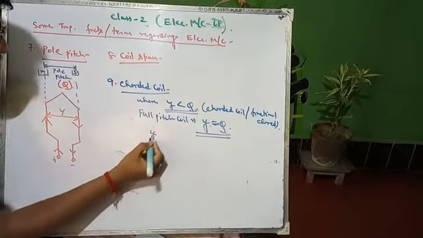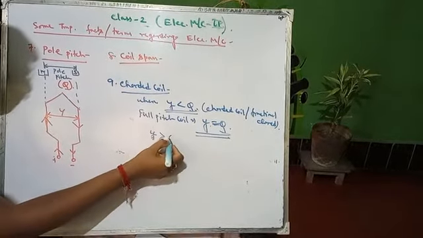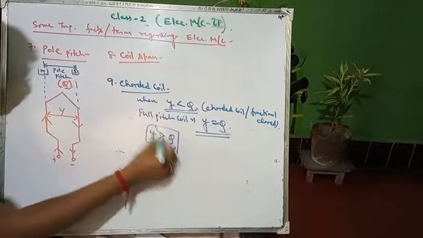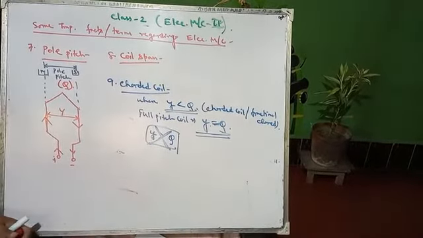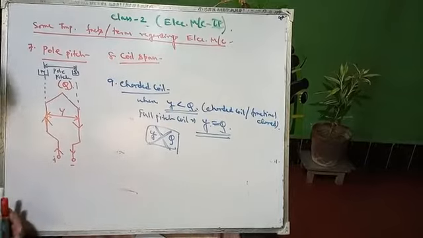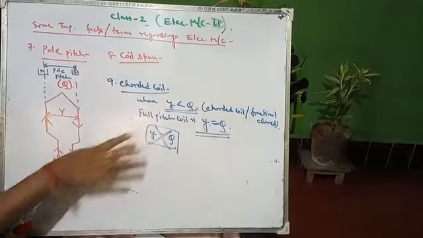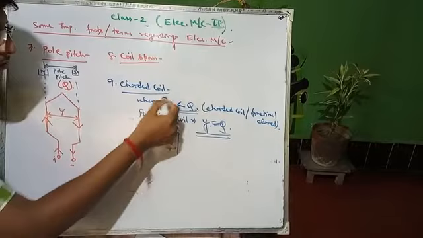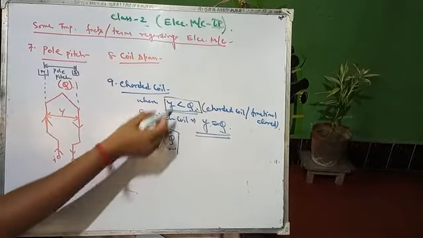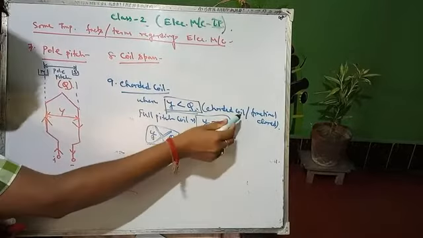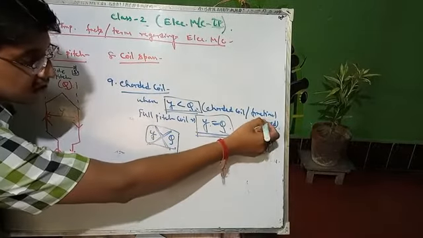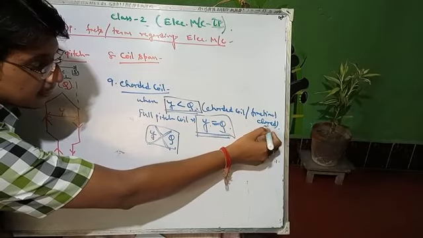But it is never possible to make y greater than Q. It cannot exist, irrespective of the type of machine. So this is the concept of the chorded coil, or fractional pitched coil, and this is the full pitch coil.